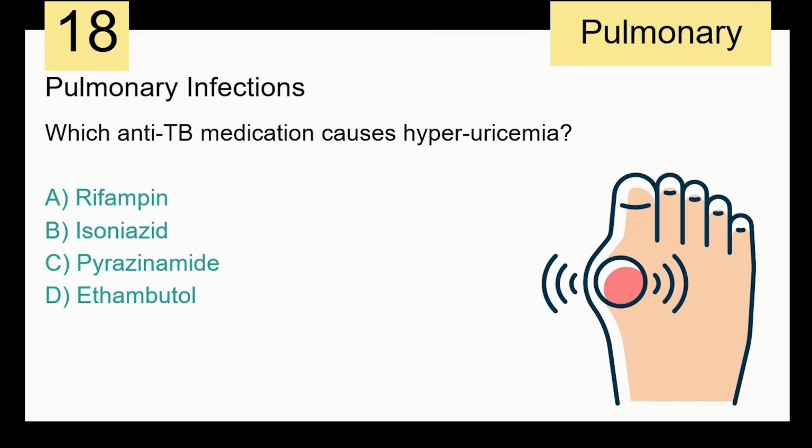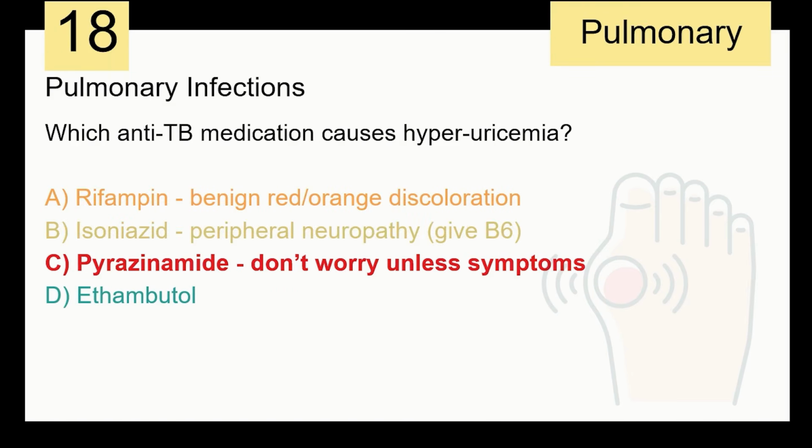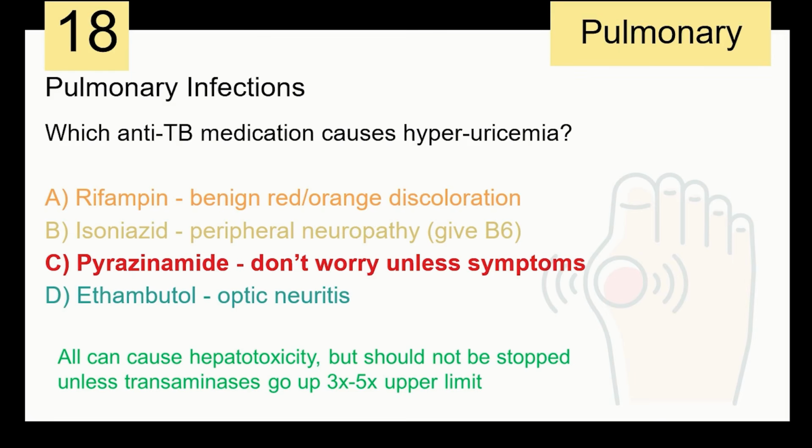All right, question 18. Which anti-TB medication causes hyperuricemia? And the answer is pyrazinamide causes hyperuricemia. It can cause gout. But we don't worry about this until there are symptoms. Rifampin causes a red-orange discoloration. Isoniazid can cause peripheral neuropathy. That's why we give vitamin B6. And ethambutol can cause optic neuritis and eye problems. All can cause hepatotoxicity, but should not be stopped unless transaminases go up 3 times to 5 times the upper limit.